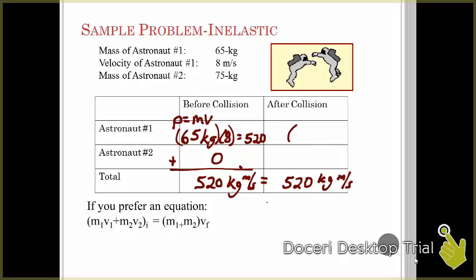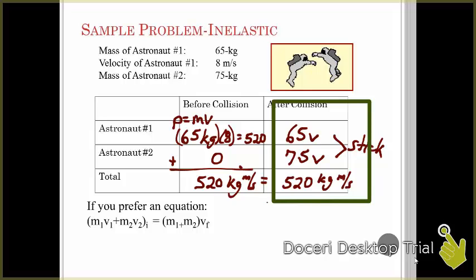After the collision, astronaut 1 has a certain velocity. We don't know what it is. Astronaut 2 also has a certain velocity, but it just so happens to be the same as astronaut 1 because they're going to stick together and travel as one object. So focusing on the math for the second part of the equation, we've got the momentum for the first plus the momentum of the second has to equal 520. Okay, combine your terms, rearrange the equation, solve for v, and you're going to see that you get 3.71 meters per second.